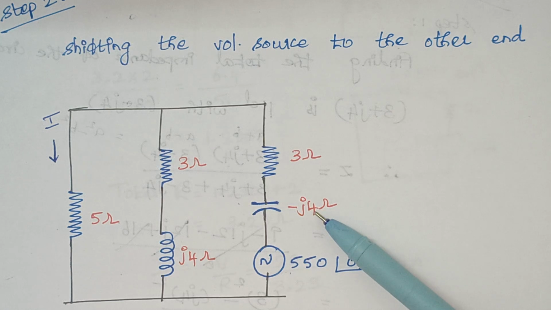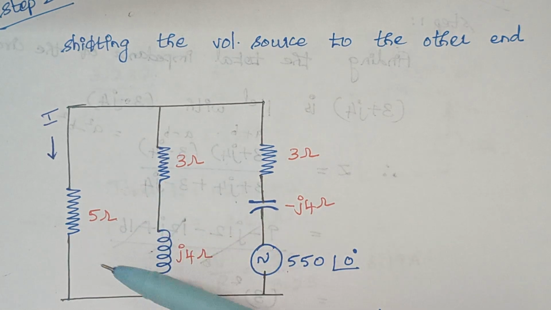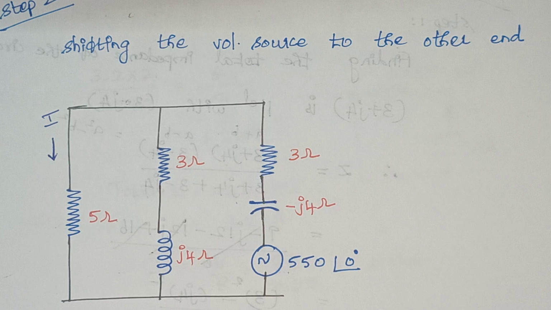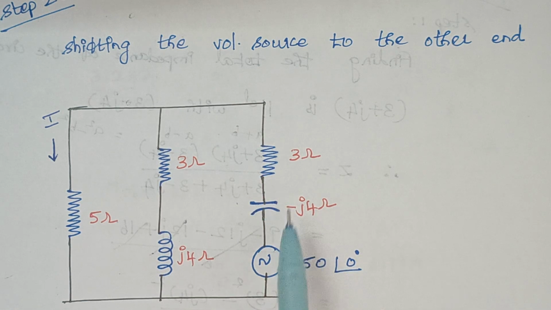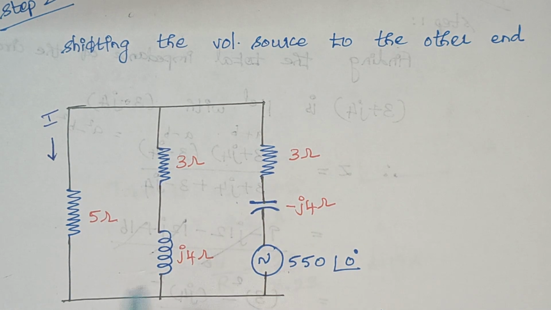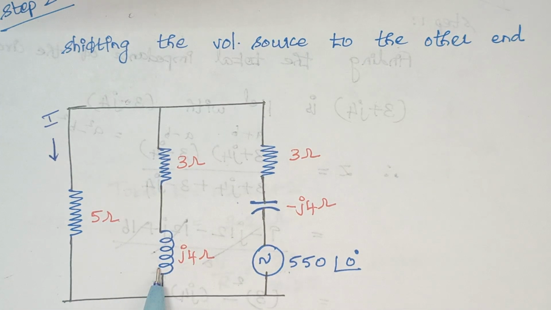Now in step 2, we are expected to calculate the current that flows through this 5 ohm resistor. Okay, always keep that in mind. Don't get confused with the question. Right. So here again, when you simplify the circuit, since we have a voltage source here, we will proceed from this end.